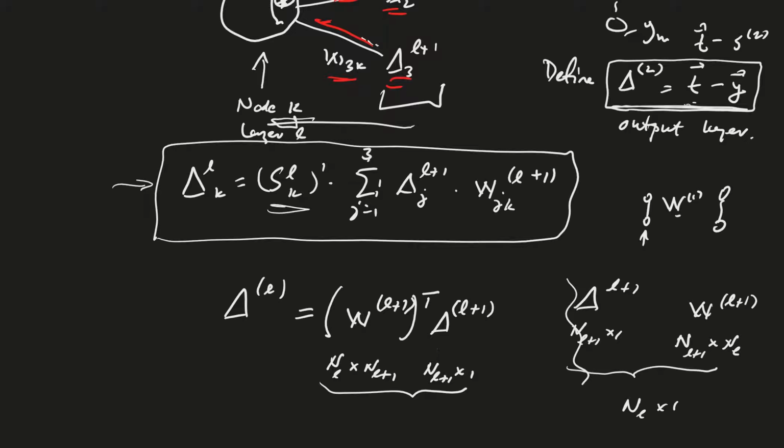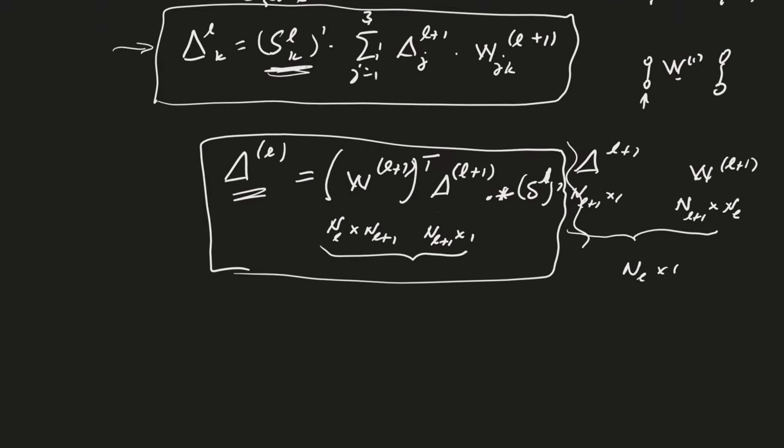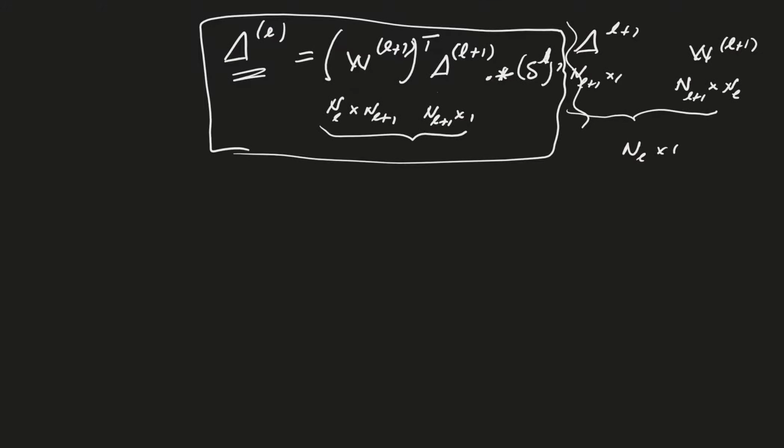Good. But lastly, I don't want to forget my derivatives, so I need to element-wise multiply this vector by my derivatives on layer L. So let me say layer L derivatives. Good. And that gives me my matrix form of the update rule per layer. So given layer L plus 1, I can compute the deltas for layer L. Done. All right. So what am I going to do with all these deltas now that I've got them? By the way, you don't have to compute the deltas for layer 0.